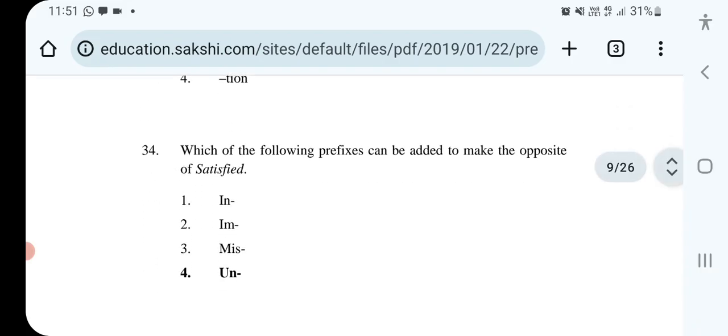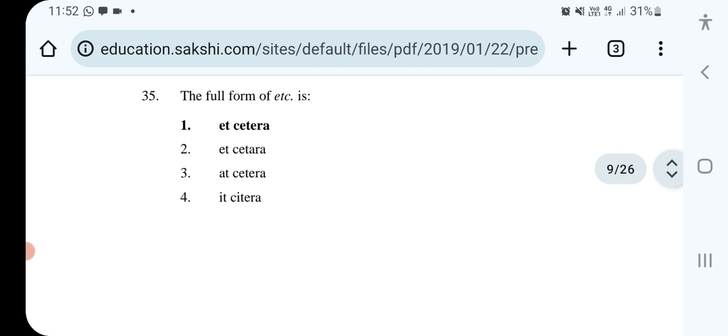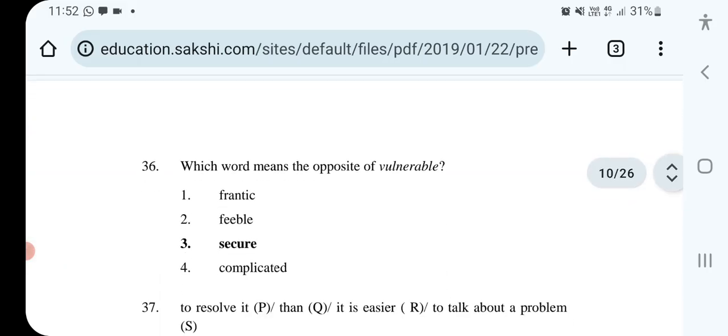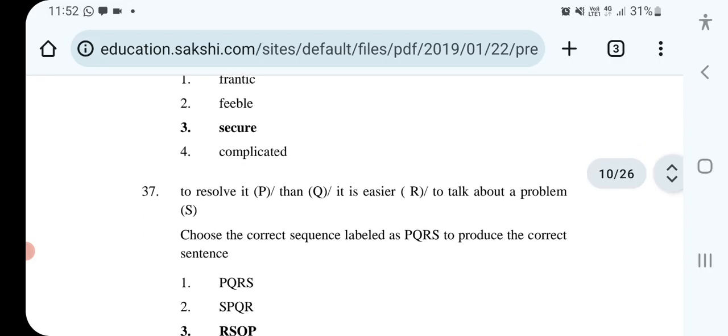Which of the following prefixes can be added to make the opposite of satisfied? Unsatisfied. So the prefix is un. The full form of etc. is et cetera. Which word means the opposite of vulnerable? Secure. The opposite word of vulnerable is secure.